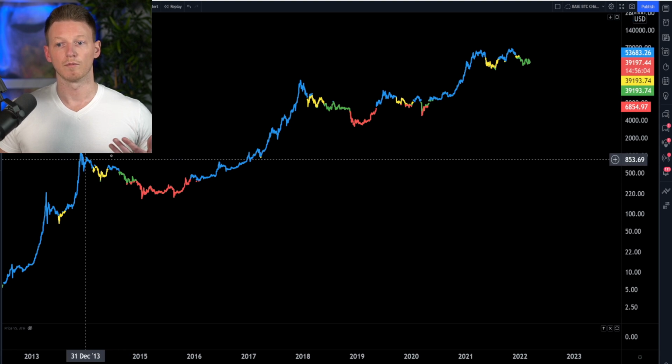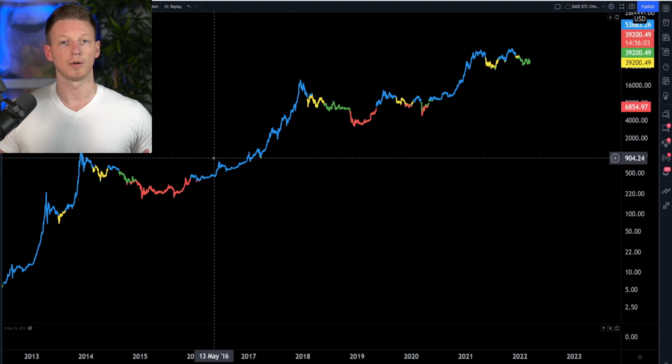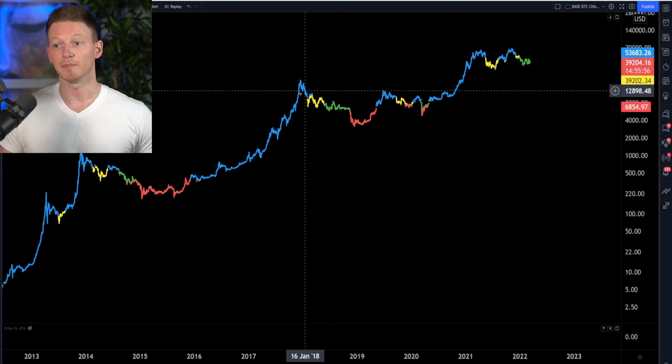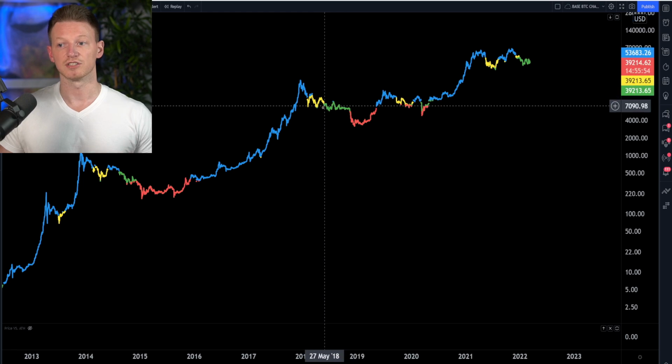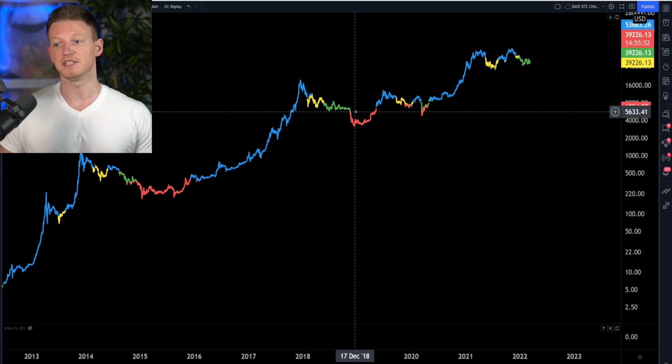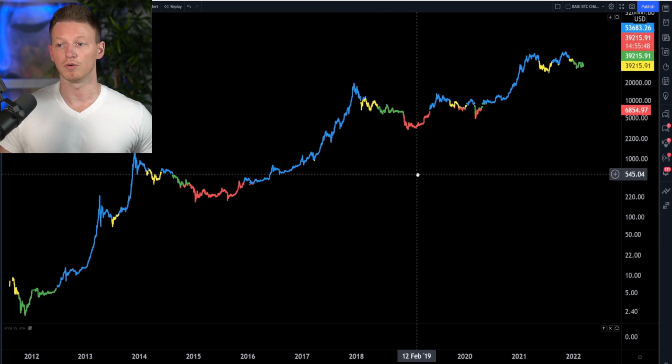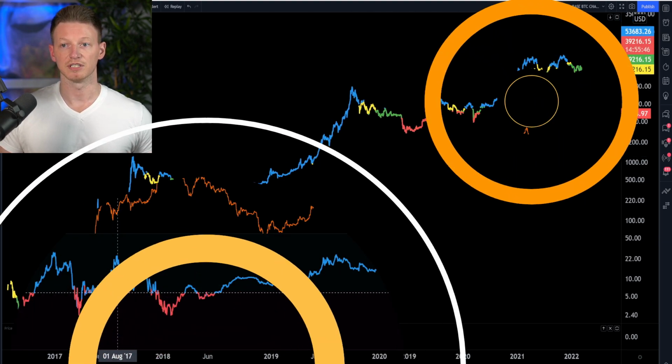So remember, when we're in blue, this means that we're above the 20-week moving average. When it's in yellow, that means that we're above the 50 and the 100, but we're below the 20-week. When it turns green, now we've dropped below the 50, and when it turns red, that means we have dropped below the 100-week moving average.